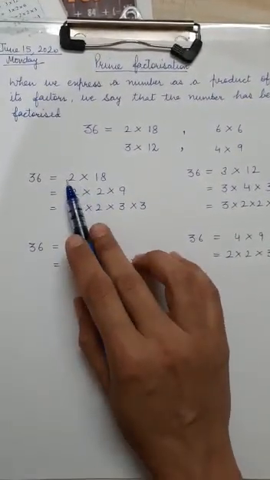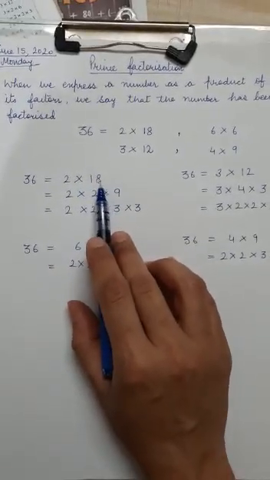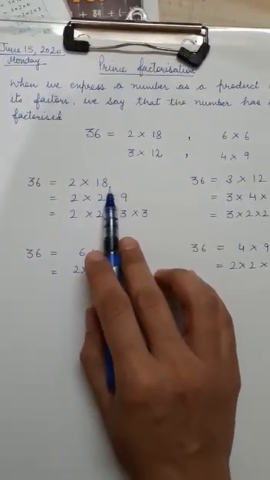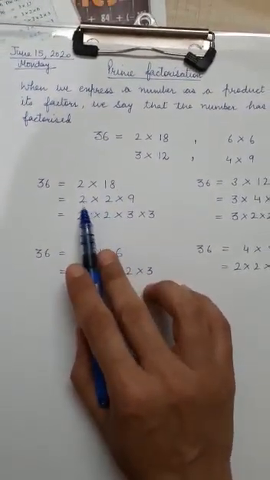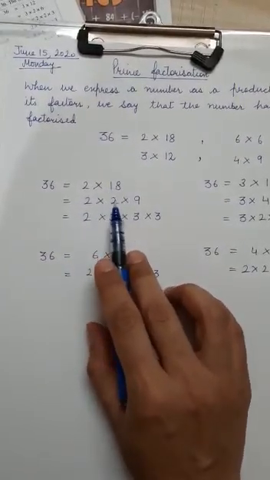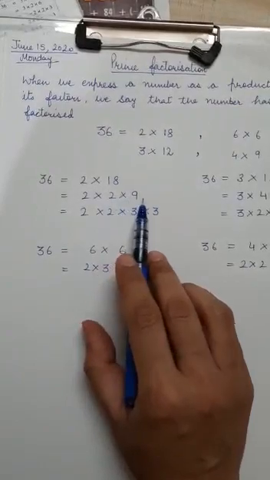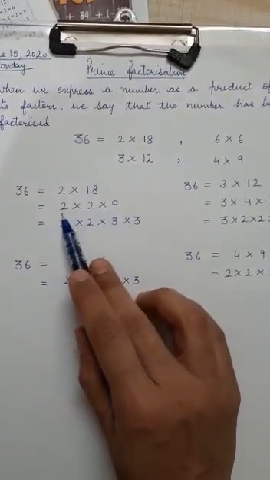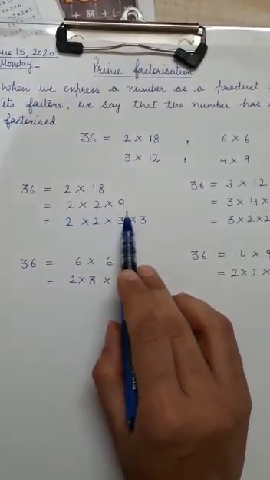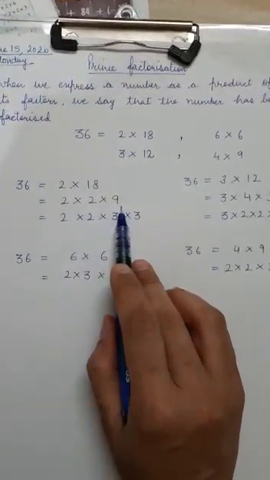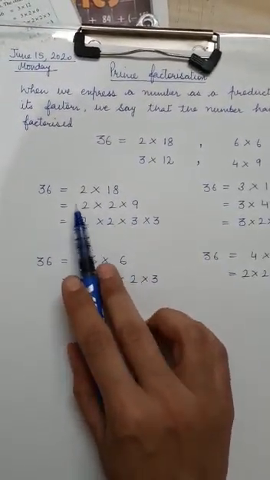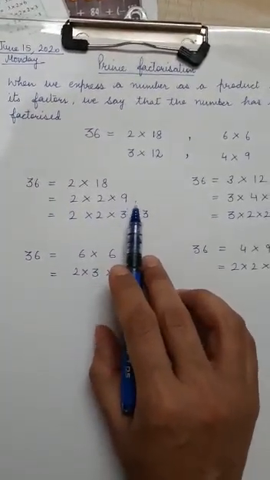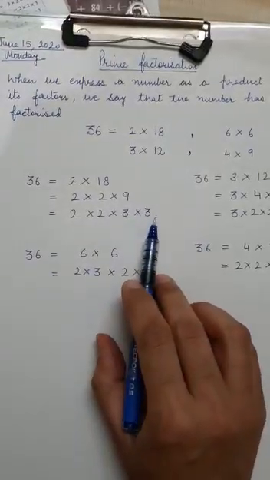Now, this factorization can be done like this also. 36 can be written as 2 multiplied by 18. 18 twos are 36. Now this 18 can be further factorized. Look how. 18 can be written as 2 nines, so 2 multiplied by 9. It makes 18. Now this 2 cannot be factorized further, but 9 can again be factorized. 2 multiplied by 2, we write it as it is. Now the factorization of 9 can be done like this: 3 multiplied by 3.